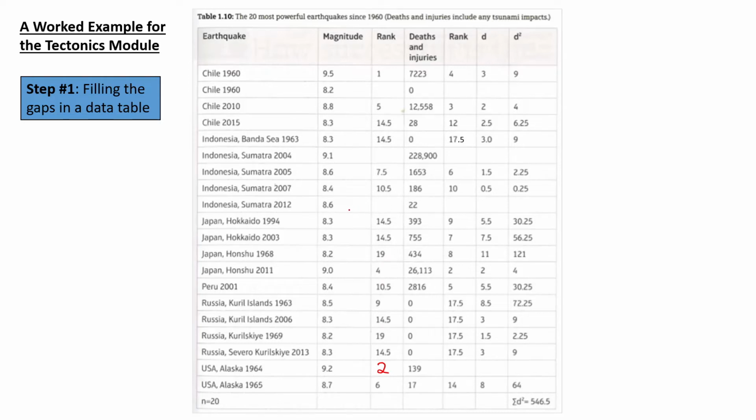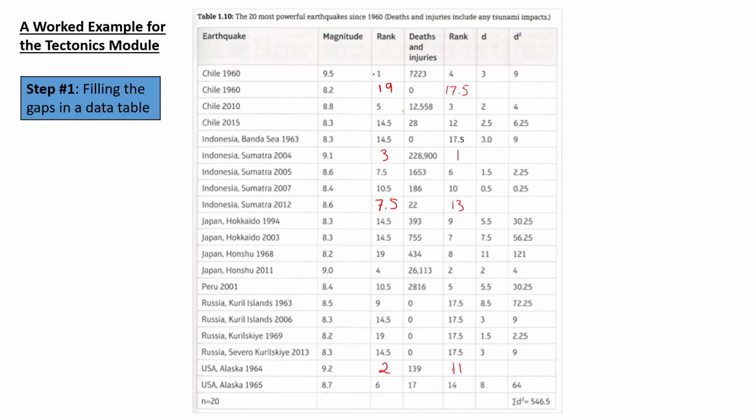So 8.6. It's probably worthwhile to just check to make sure there's not any other 8.6 variables in here. So there is. The Indonesia Sumatra 2005 is an 8.6 and they've ranked that as 7.5, so this will also be 7.5. That's our third highest rank. And then we've got Chile 1960 here, 8.2. That's quite low. It's already been done. The Russian one down here at 1969 is also an 8.2. So make sure you're checking to see if they've already been ranked, because in some instances it's just trying to catch you out.